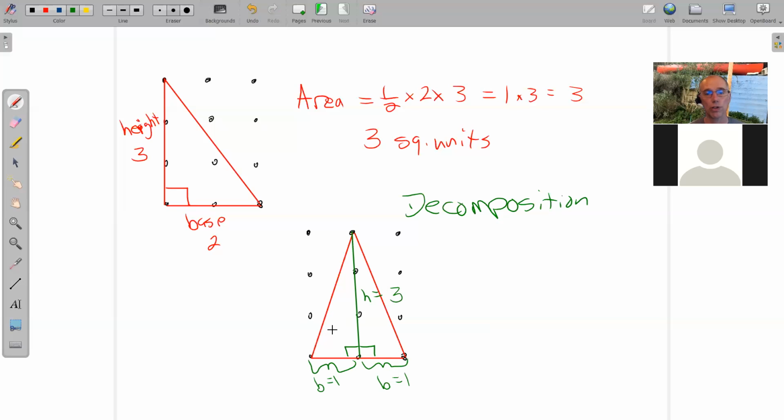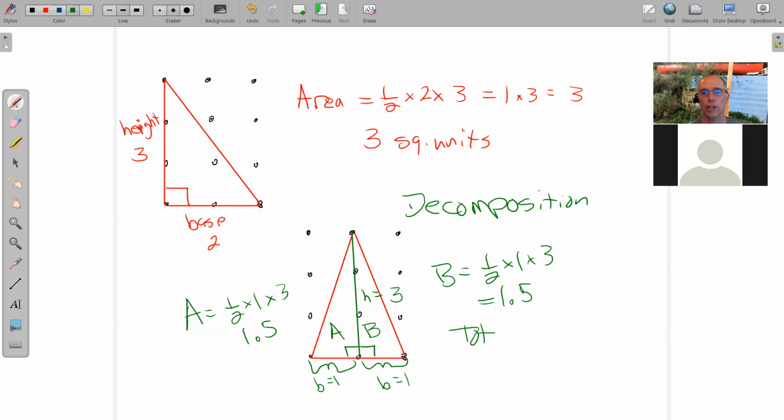So let's call this triangle A over here and triangle capital B there. The area for A would be 1/2 times 1 times 3. And the area of triangle B is also 1/2 times 1 times 3, right? 1/2 base times height. So 1 times a half is a half. Half of 3 is 1.5. So this side has an area of 1.5. This side has an area of 1.5. So then the total area here is 3 square units.